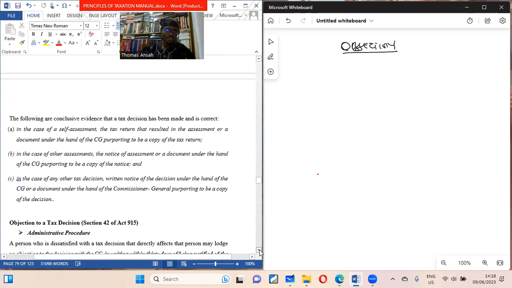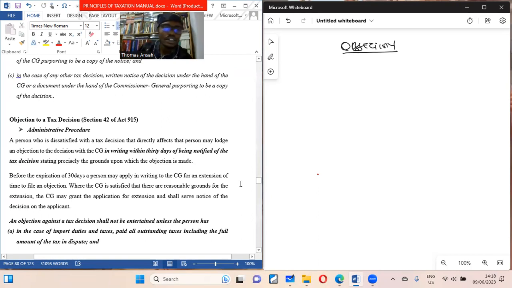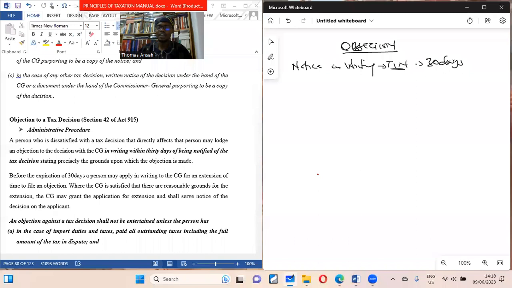So if you don't agree with it, what do you do? You raise an objection. So we have the administrative procedure and we have the judicial procedure. So the administrative procedure, you write to the Commissioner General. So notice in writing. Make sure every writing that you do, there is your TIN number, your TIN on it. So you write to him objecting, and you have 30 days to do that. 30 days within the date they serve you the notice. Of course, if you feel like you can't respond to them in 30 days and you need extension, you can also apply for extension. So the extension should be prior to the end of these 30 days, you write for extension for another 30 days. Okay, so that is that.